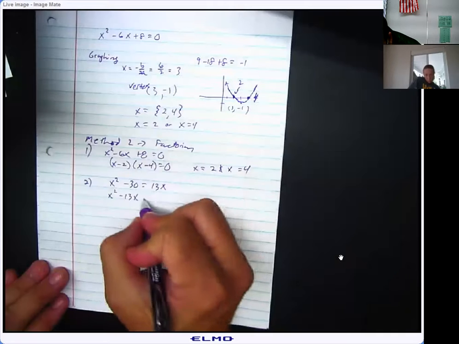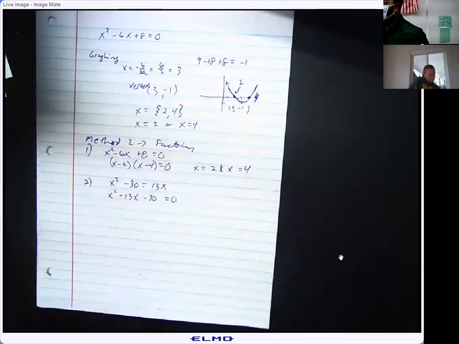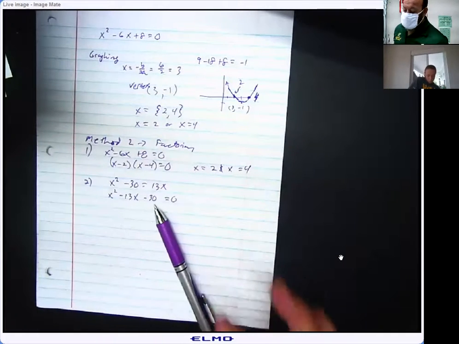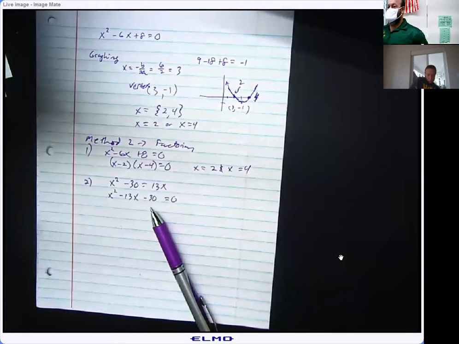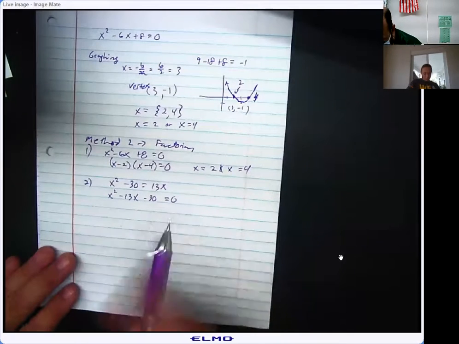Now something happened that's a little bit different this time. I need a product of -30 and a sum of -13. Now this is one that's going to get a lot of you. Think through what numbers would have a product of -30 and a sum of -13. -15 and 2. That's exactly right.